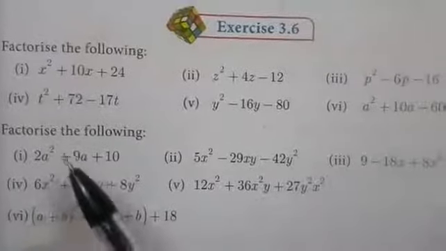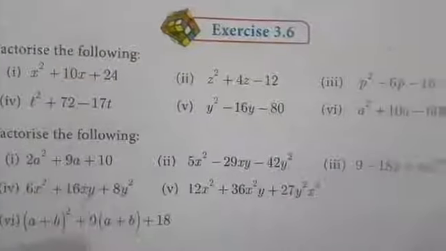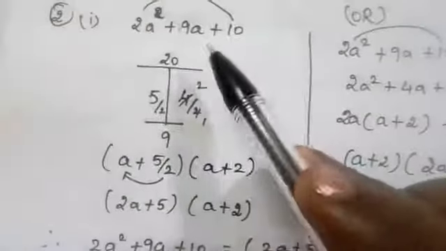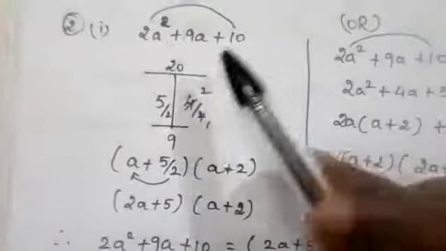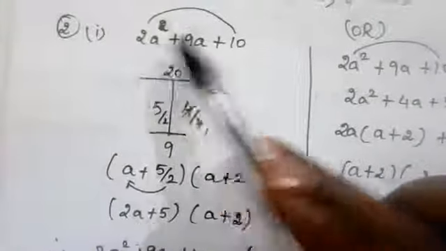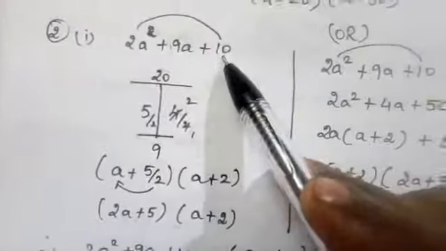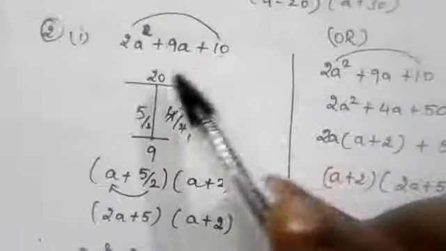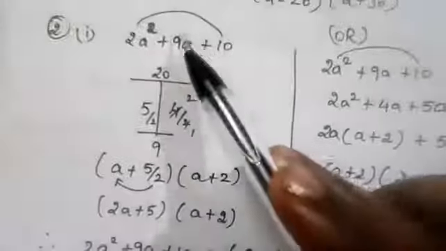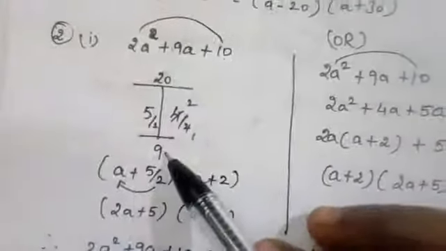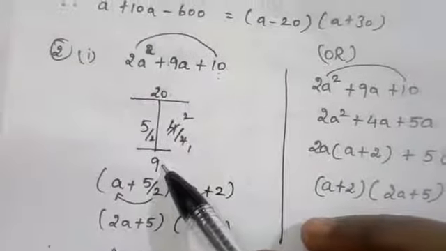Now we have to see the first problem. First problem, 2a square plus 9a plus 10. Here the coefficient is 2, more than 1. So we multiply the 2 with the constant term, the last term. 2 into 10 is 20. That is the product value. Then the sum value is the coefficient of a, that is 9. So now the finding method is the same.